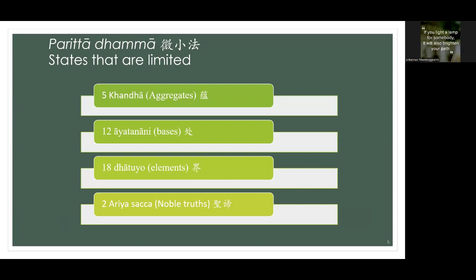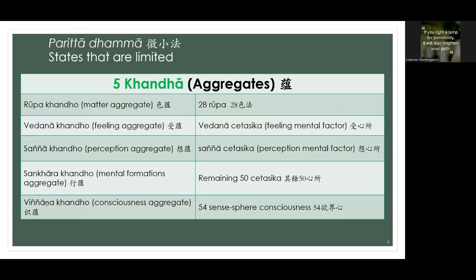Now, when we classify the kāmāvachara Dhamma or the Paritta Dhamma according to the khandha, āyatana, dhātu, remember we have rupa here. We have rupa and chitta cetasika. So we basically get all 5 aggregates, all 12 āyatana, all 18 dhātu, and only 2 noble truths, only 2 ariya sacca. So let's first look at the khandha.